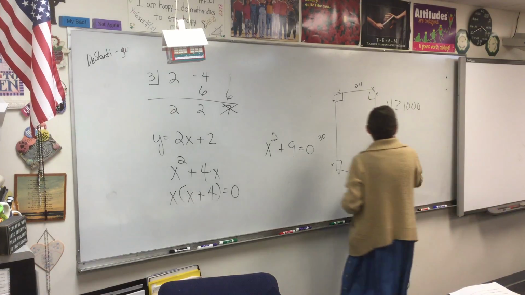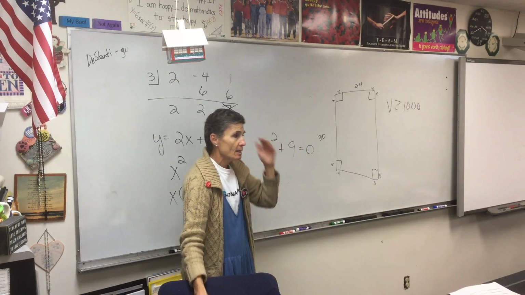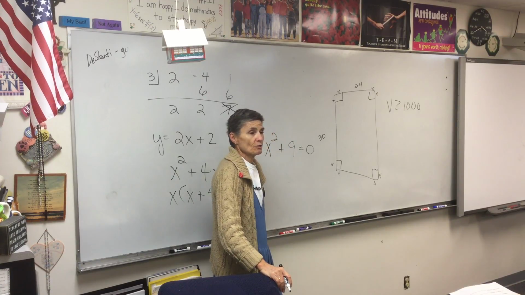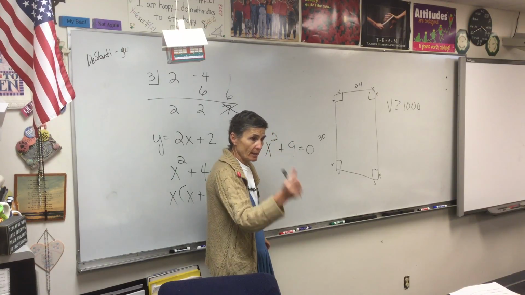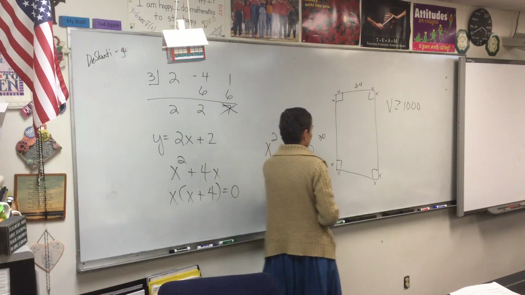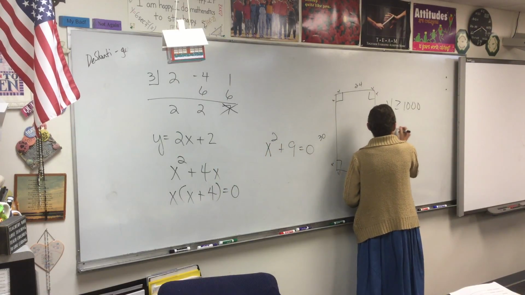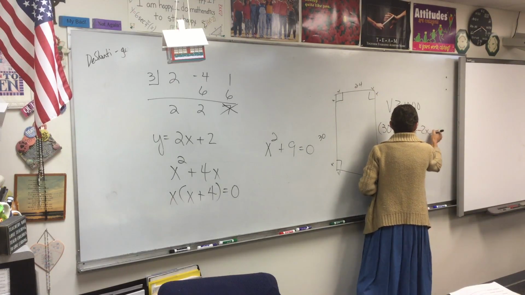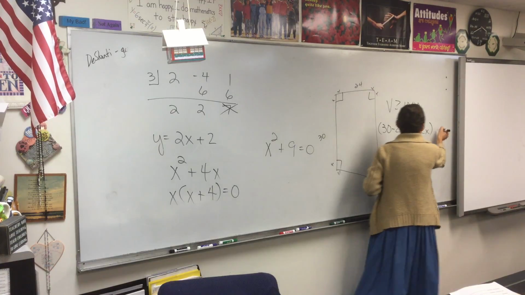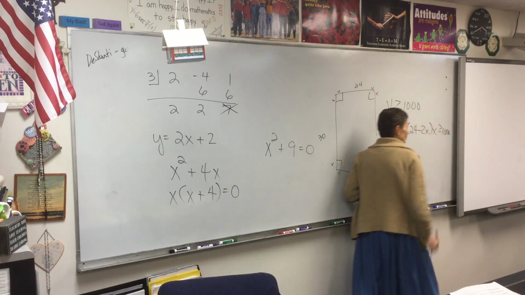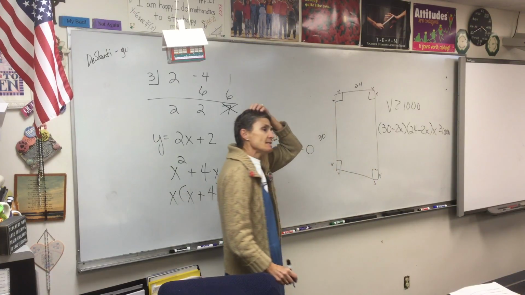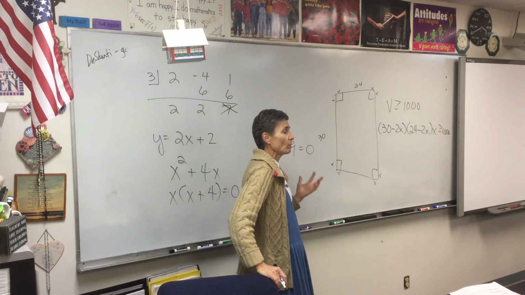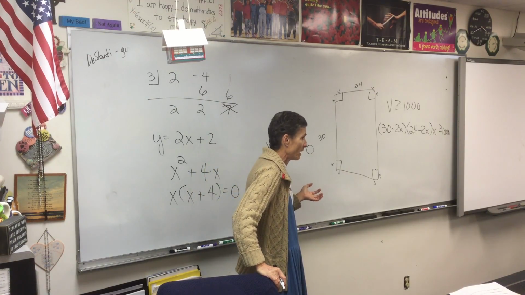All right, so the volume has to be bigger than 1,000. We've probably done this 20 times. What's the equation for the volume of this box going to be? Length times width times height. What's it going to be? 30 minus 2x times 24 minus 2x times x, and that has to be greater than or equal to 1,000. Now, this is different than the last time we did these problems, because the last time we did them, we were looking for the maximum volume of the box.